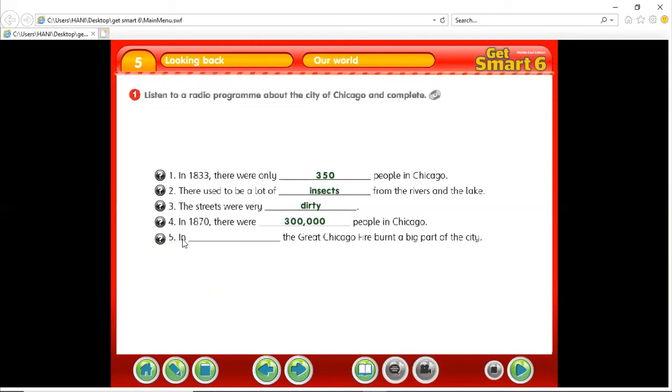Number 5, the Great Chicago Fire burned a big part of that city. Yes, in 1871. So you are going to go back with the video and re-listen again before answering these questions.